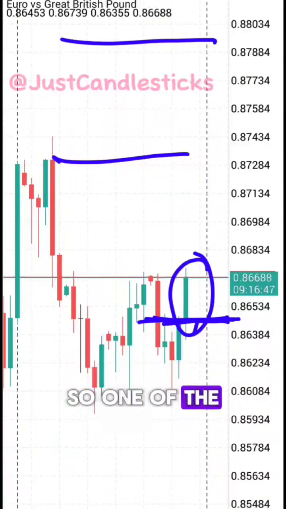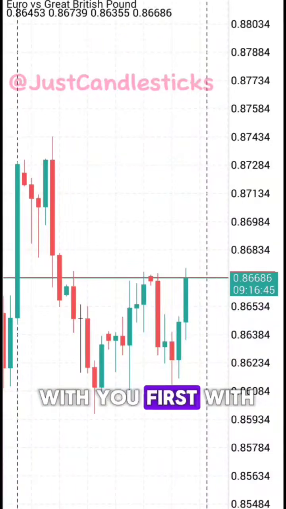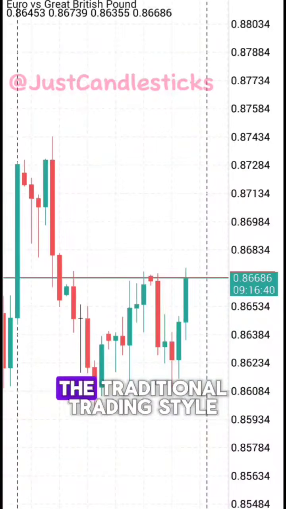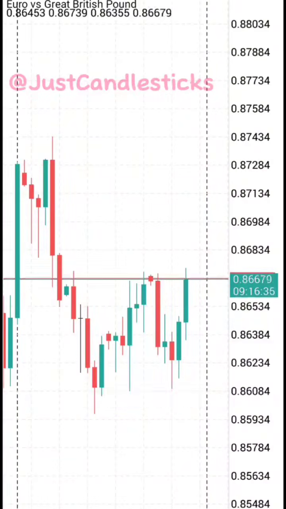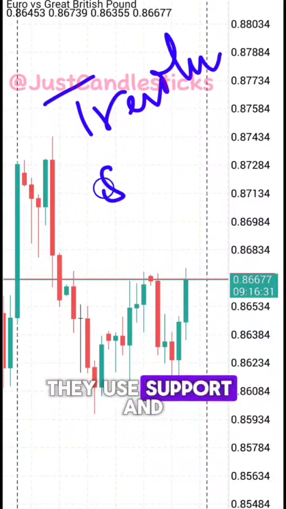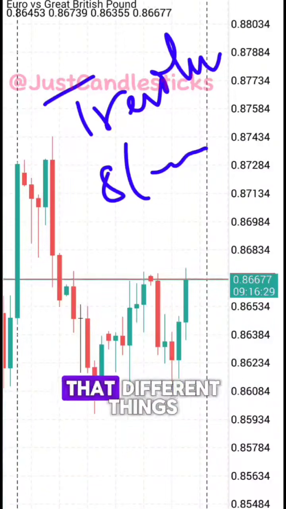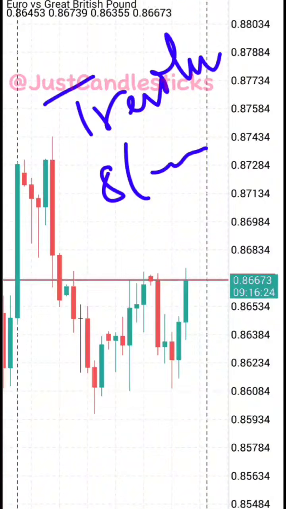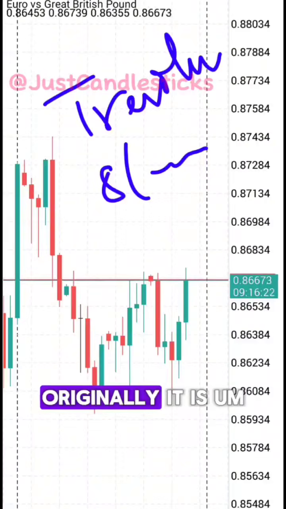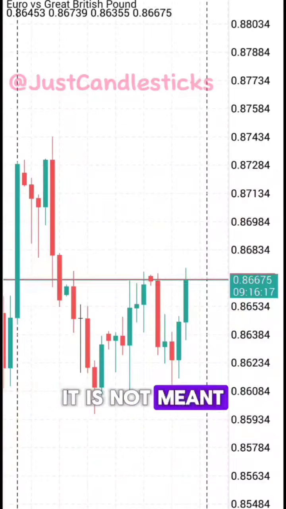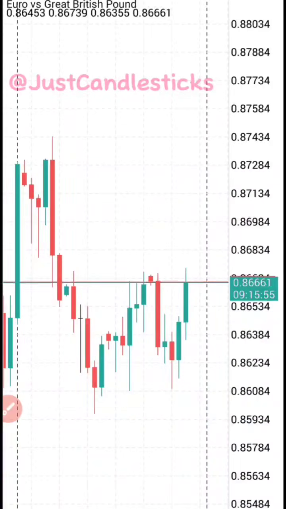So one of the things I want to share with you first with just candlestick is that number one, the traditional trading style uses trend lines, which is very good. They use support and resistance and all of that, different things. Then they now use candlestick to confirm, which is now the wrong thing. Originally, it is not meant to be that way.